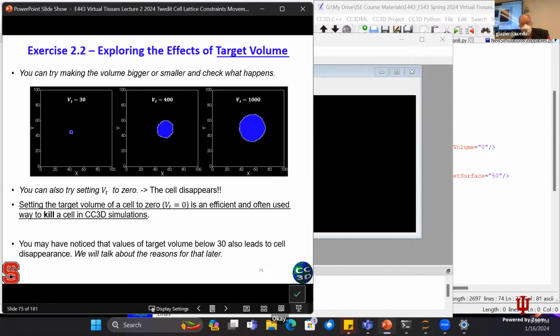If you make the target volume too small, then the natural fluctuations of the cell may cause the cell to go to 0 volume, in which case the cell will disappear. Once it's disappeared, it doesn't come back. So if the cell is small, you have to be a little bit careful about constraining it.